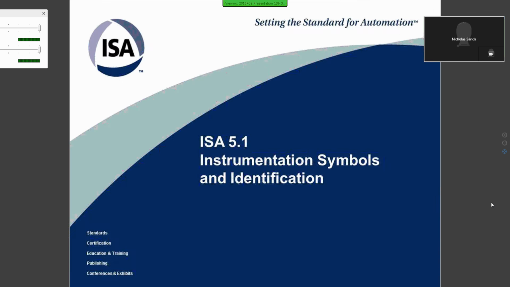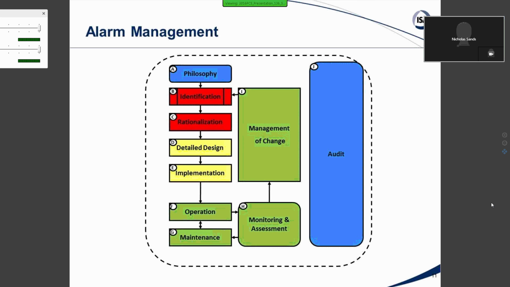So this is a life cycle figure. So different standards have life cycles. This one kind of summarizes all the activities of alarm management. So anybody?